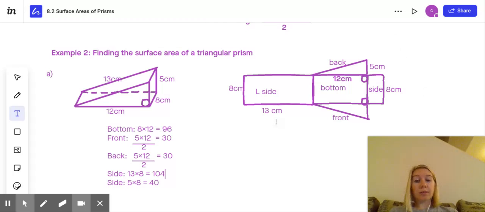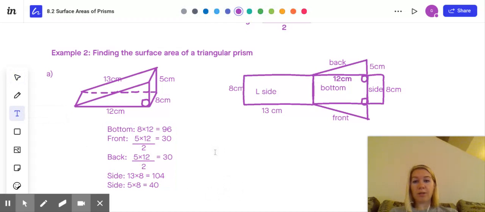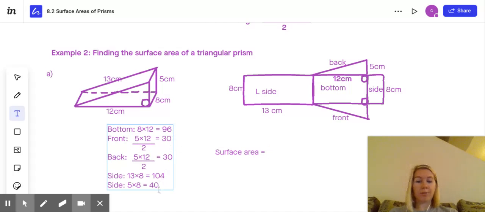Okay, so now we have all the areas of each individual side. Now to find the surface area, we're going to add all of those together. So we're going to add 96 plus 30 plus 30 plus 104 plus 40. All of those added up together is 300.